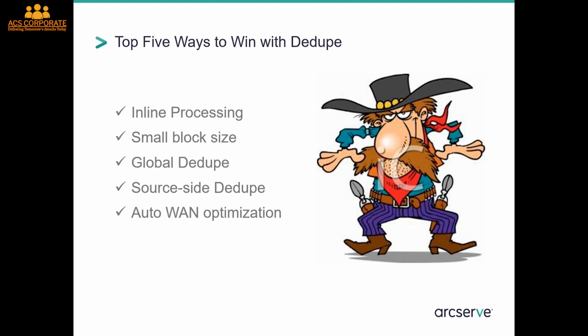Auto WAN optimization, again, this is really important, because if part of your strategy is to replicate recovery points off-site for DR, or you want to replicate to the cloud, a lot of cloud solutions now will have a costing model based on how much data you upload and how much data you download.